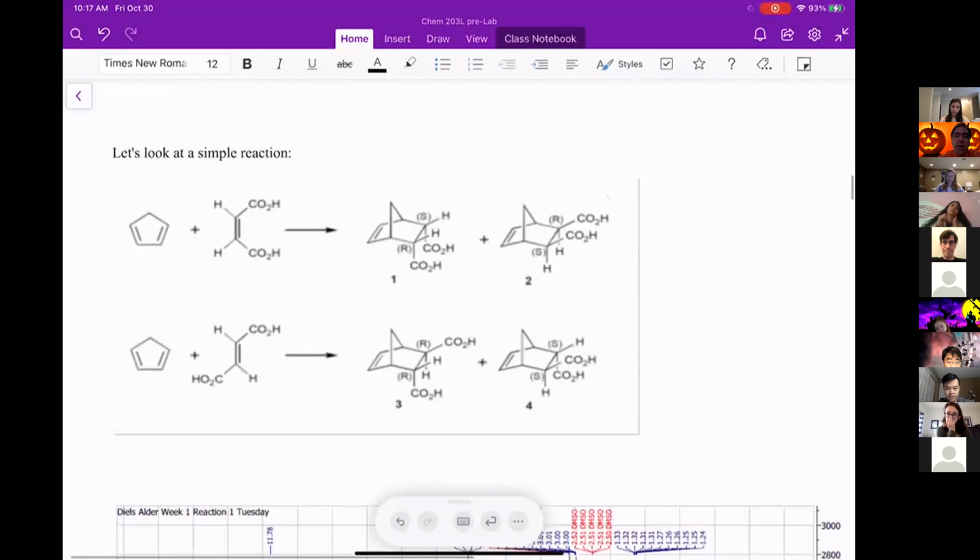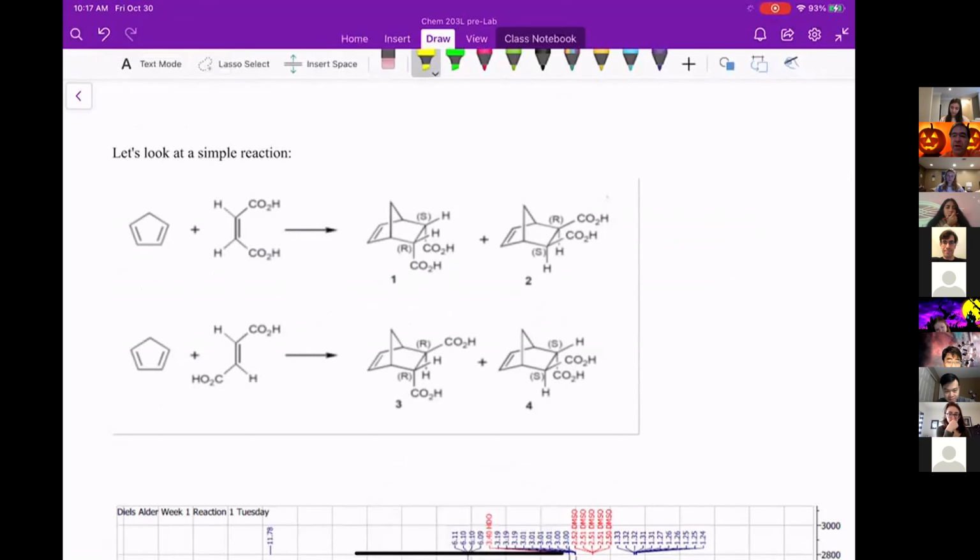Okay. So let's look here. What we've got is cyclopentadiene. That's this molecule right here. And then we're either reacting it with maleic acid or fumaric acid. And if you notice the relationship between the two of these, maleic acid is the cis version and fumaric acid is the trans version. I'm pretty sure you saw this one in class or something similar.